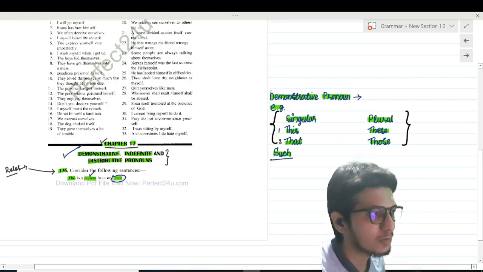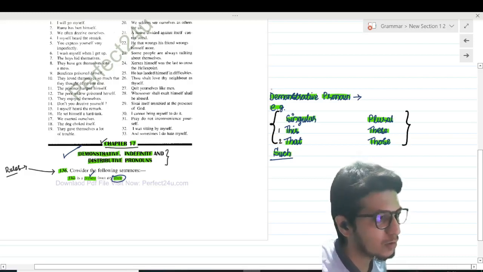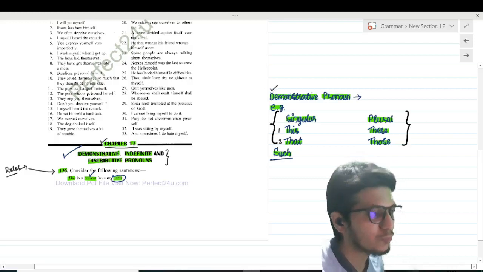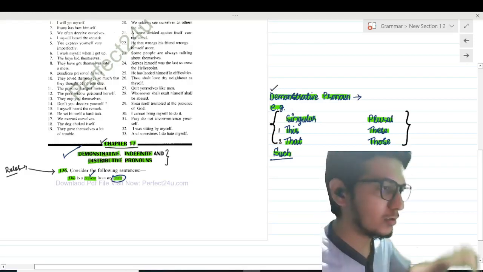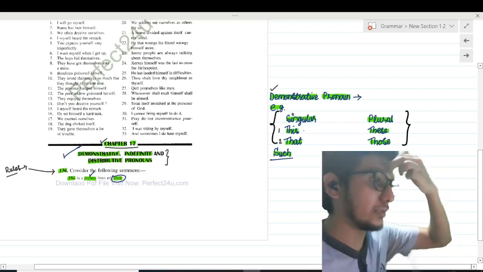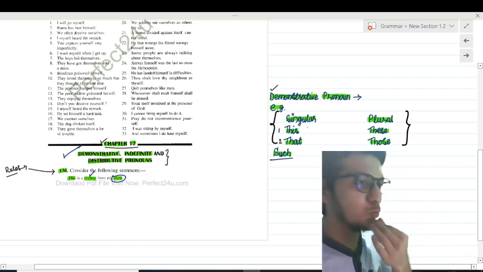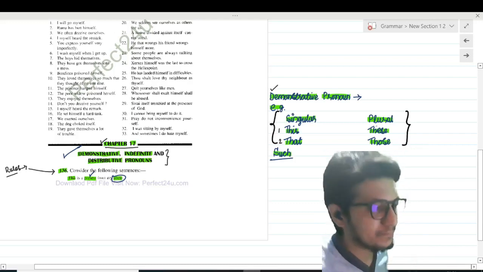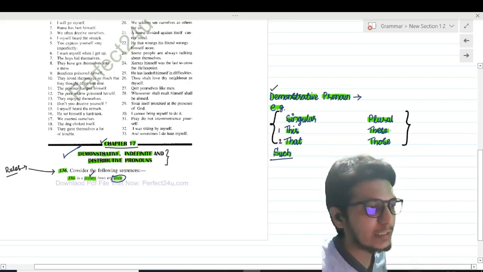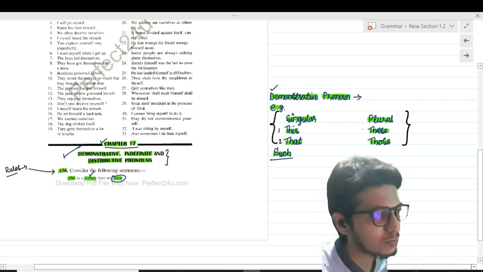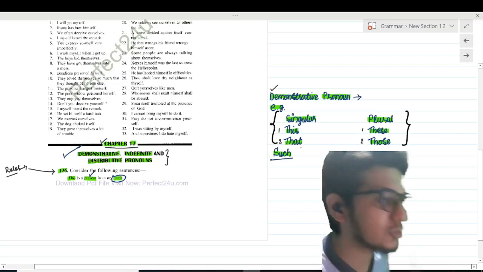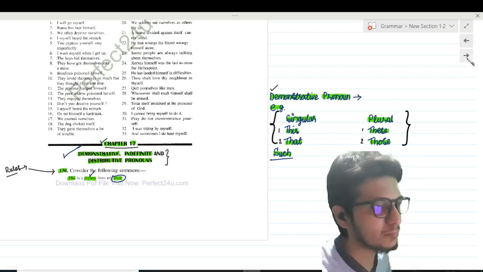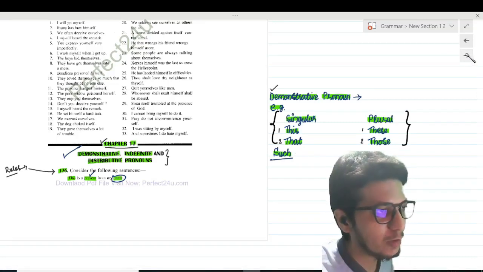First we need to understand the rules of demonstrative pronoun. For singular, we use this and that. For plural, these and those will be used, and we will also use such. So let's get into the next page.